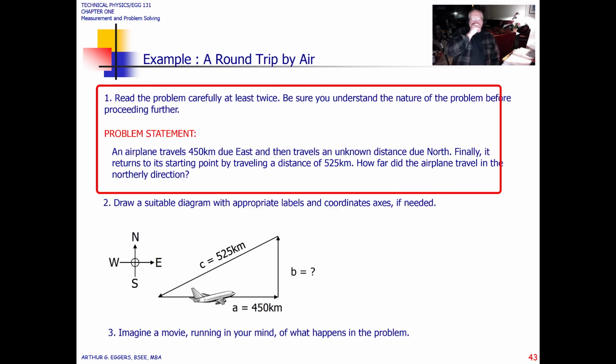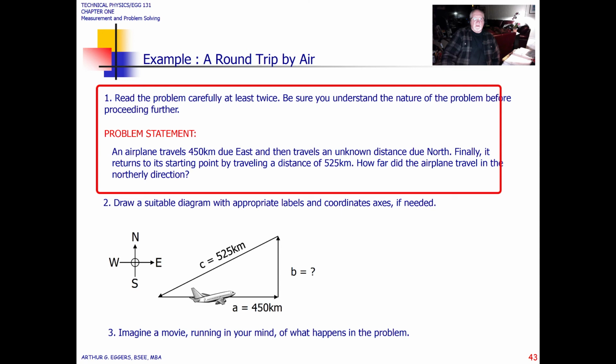So if we look at an example here, read the problem carefully at least twice. Be sure to understand the nature of the problem before you proceed. Problem statement: An airplane travels 450 kilometers due east, travels an unknown distance due north. Finally, it returns to its starting point by traveling a distance of 525 kilometers. How far did the airplane travel in the northerly direction?